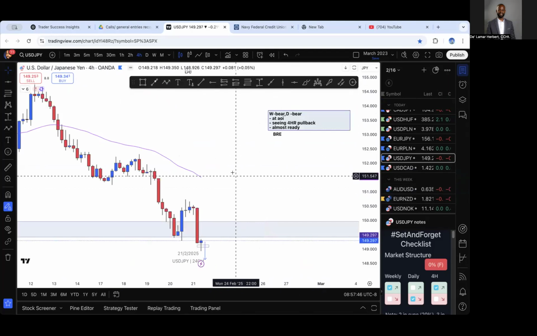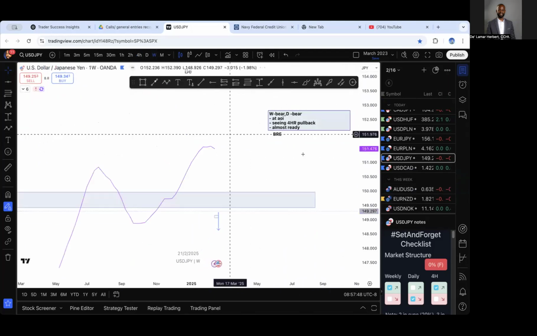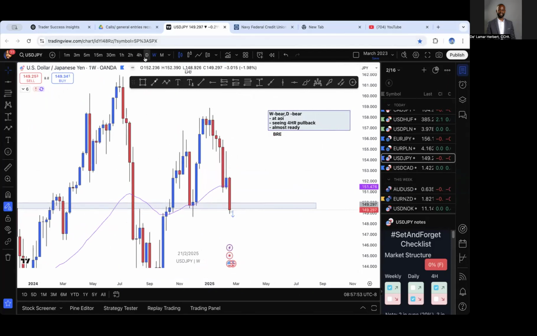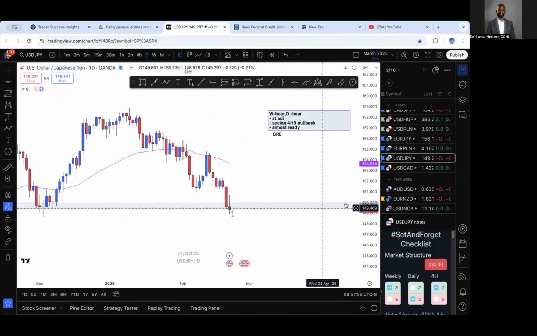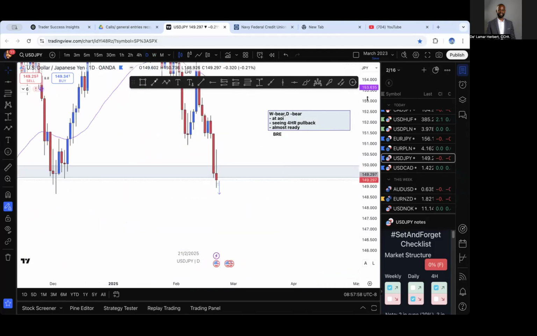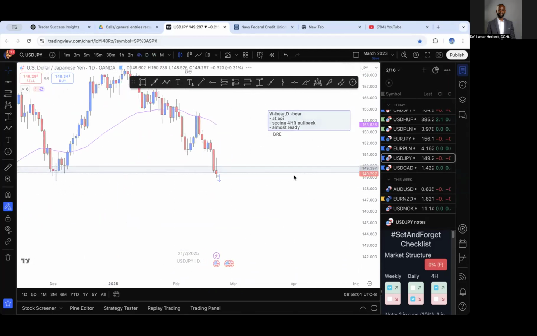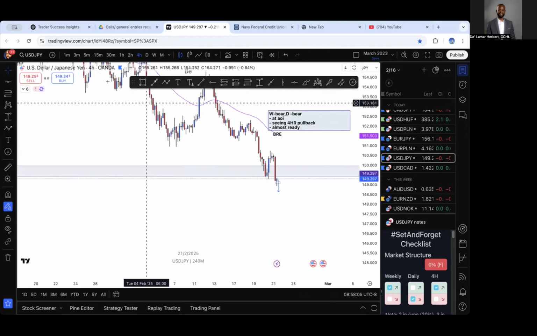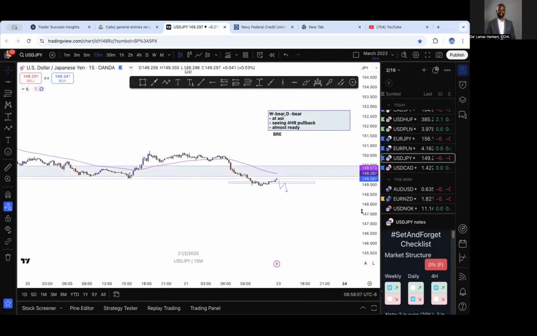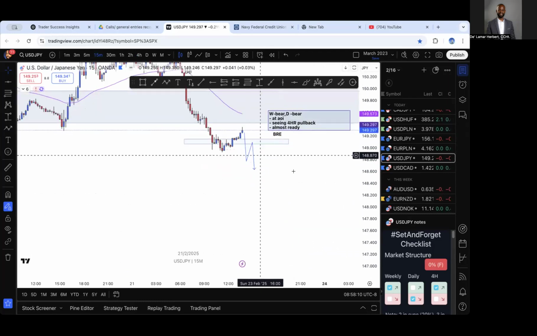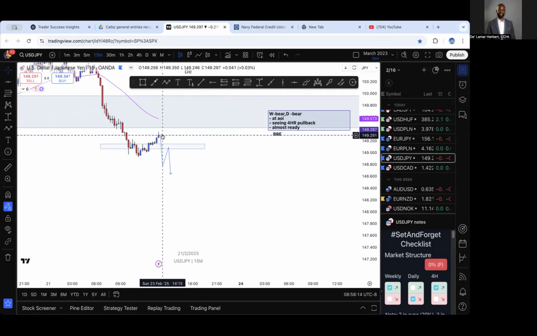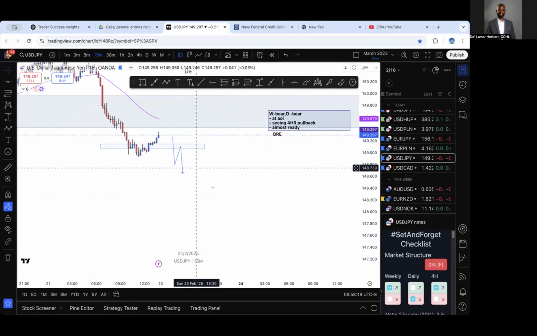USD JPY, weekly is bearish. Daily is bearish. We're at the AOI right now. We're at the AOI. Almost ready. So we got 3 time frames in sync. Now what can happen all today is we have some accumulation here, maybe a little bit more, a break, a retest, and an entry signal.